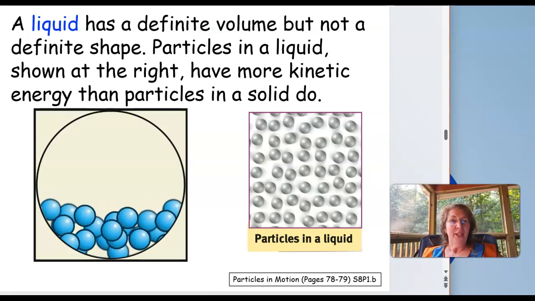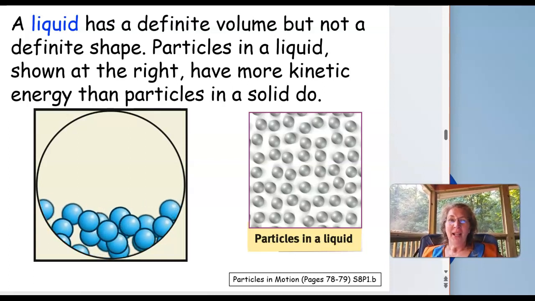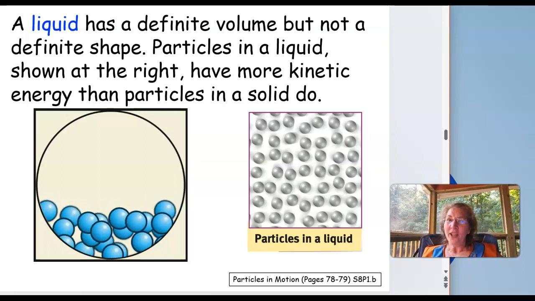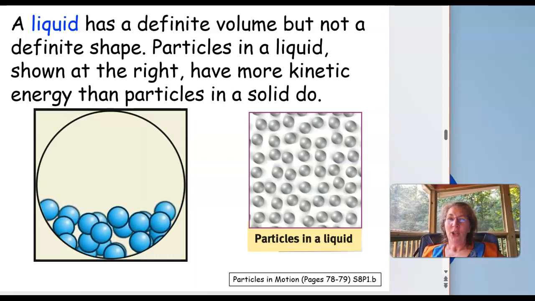So, things to remember about a liquid. They have a definite volume, but not a definite shape. And if we were to correlate that with what a solid has, a solid has a definite shape and a definite volume.